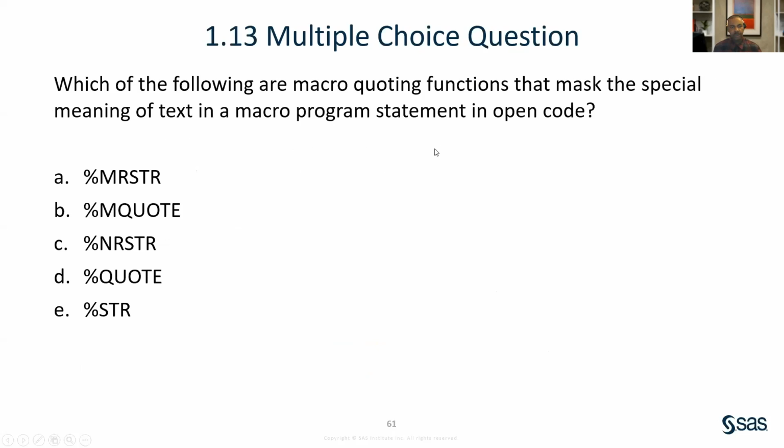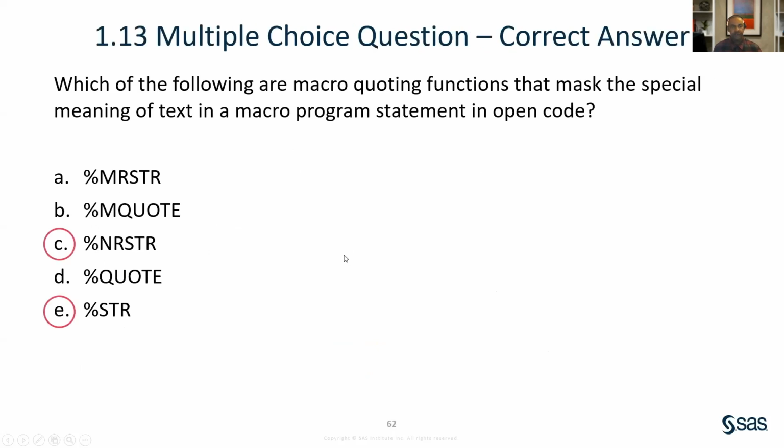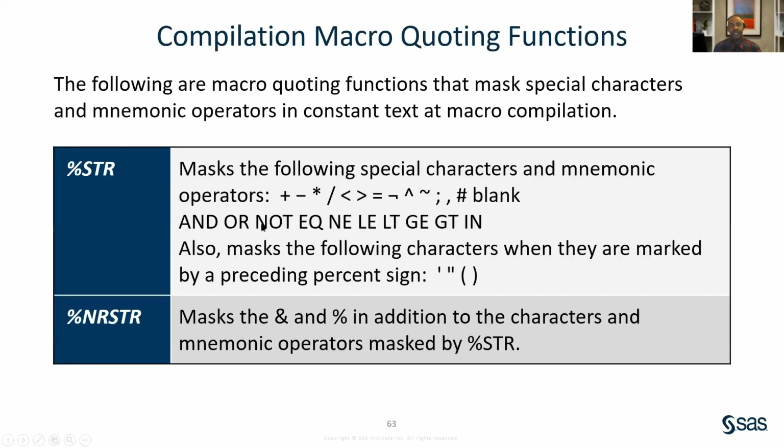What are the 2 macro quoting functions in the list of the choices? There are 2. %STR and %NRSTR. Those are the 2. If you can see the issue in your code, you can quote that text with one of these quoting functions. So here's a breakdown of what each can do.